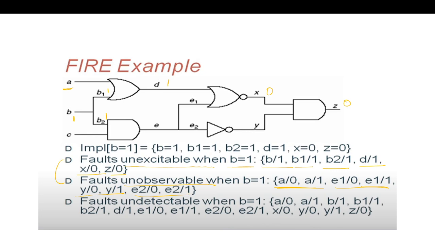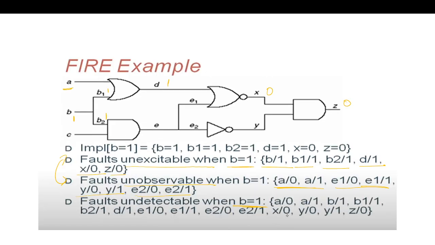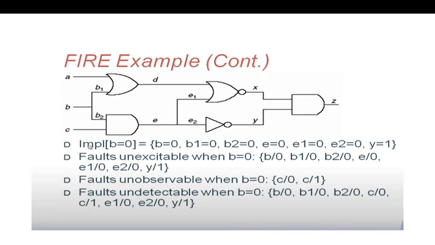The faults untestable when B is equal to 1 are the intersection of both A0, A1, B0, B1 1, B2 1, D1, and then followed by E1, E0, and E2 stuck at 0, E2 stuck at 1. So we can get all the undetectable faults by performing this conflict analysis.